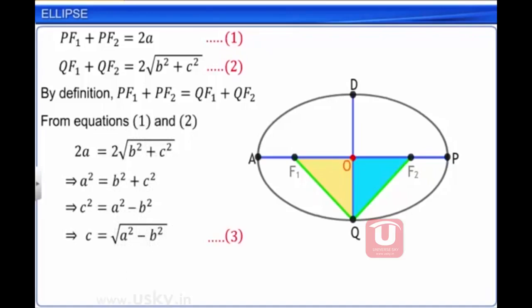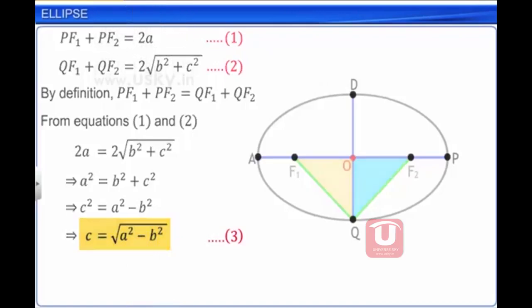Equation 3 gives an important relation between distance C of a focus of an ellipse from its center and its semi-major axis A and semi-minor axis B, and helps to understand some special cases of an ellipse.